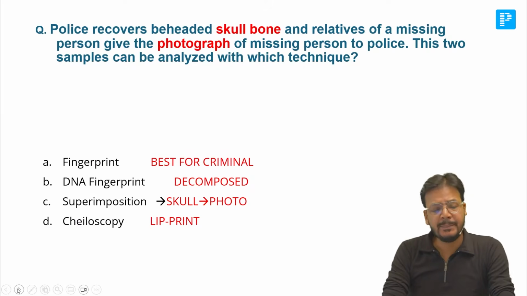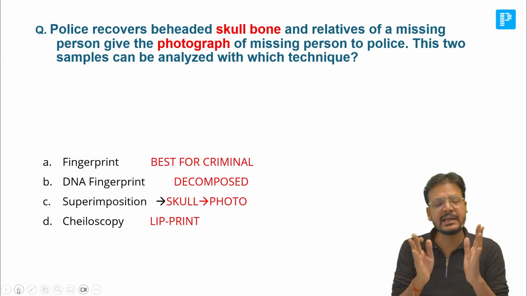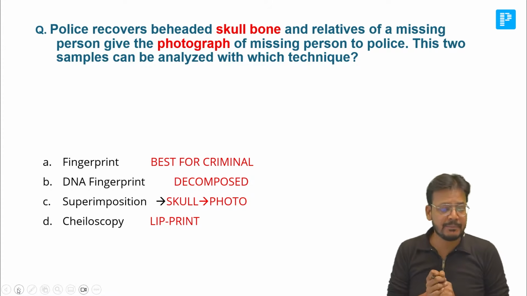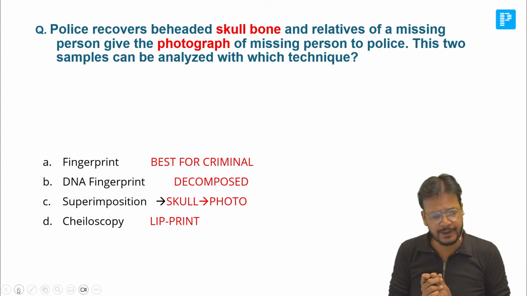Now, the police recovered a beheaded skull bone and a relative of a missing person gives a photograph of the missing person to the police. It means it is a comparison of skull bone and photograph. These two samples can be analyzed by which technique? Option A, fingerprint. Option B, DNA fingerprint.